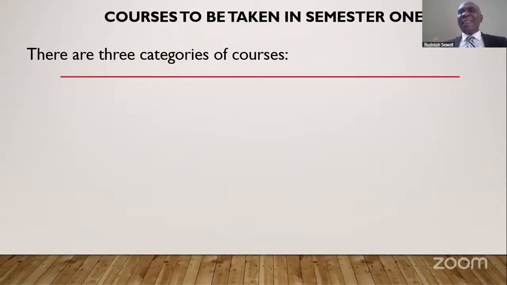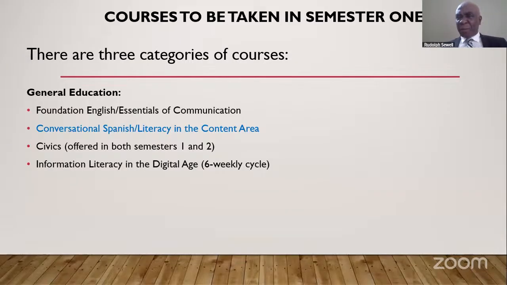There are 3 categories of courses all students do. Last night, we got good presentations on why these courses are there, because you're adult learners, and you must be convinced. But let's break it down. There's a category called general education, because you're going to be a teacher, and I'm going to speak to that in a little while. For that, in your first semester, you do Foundation English or Essential of Communication based on what we just discussed. Then you have Conversational Spanish and Literacy in the Content area.